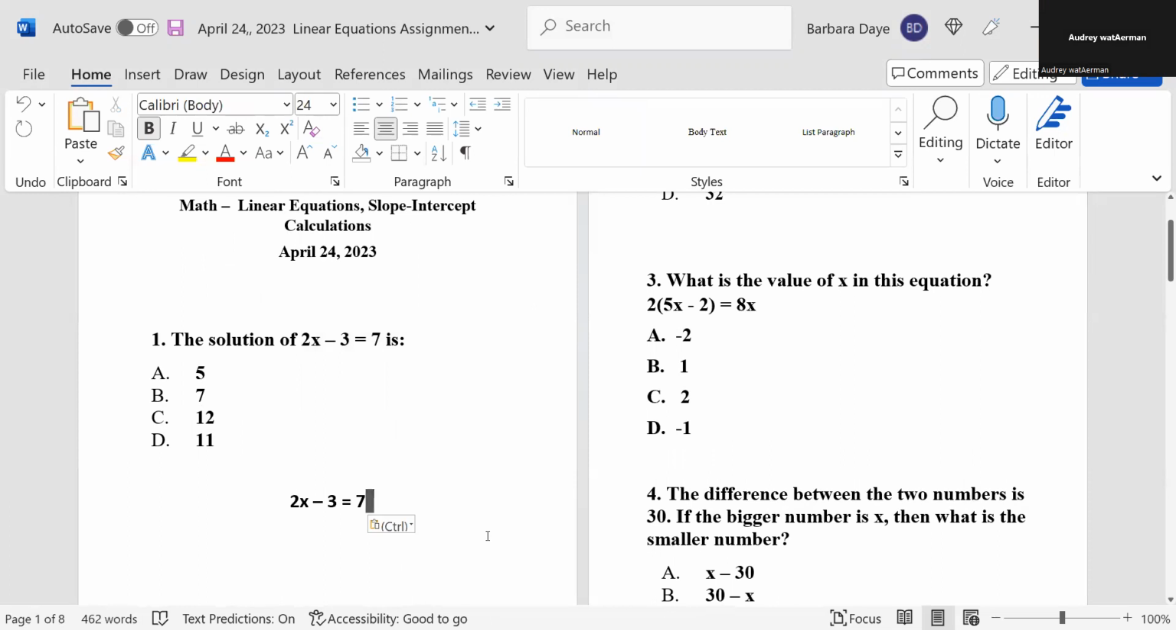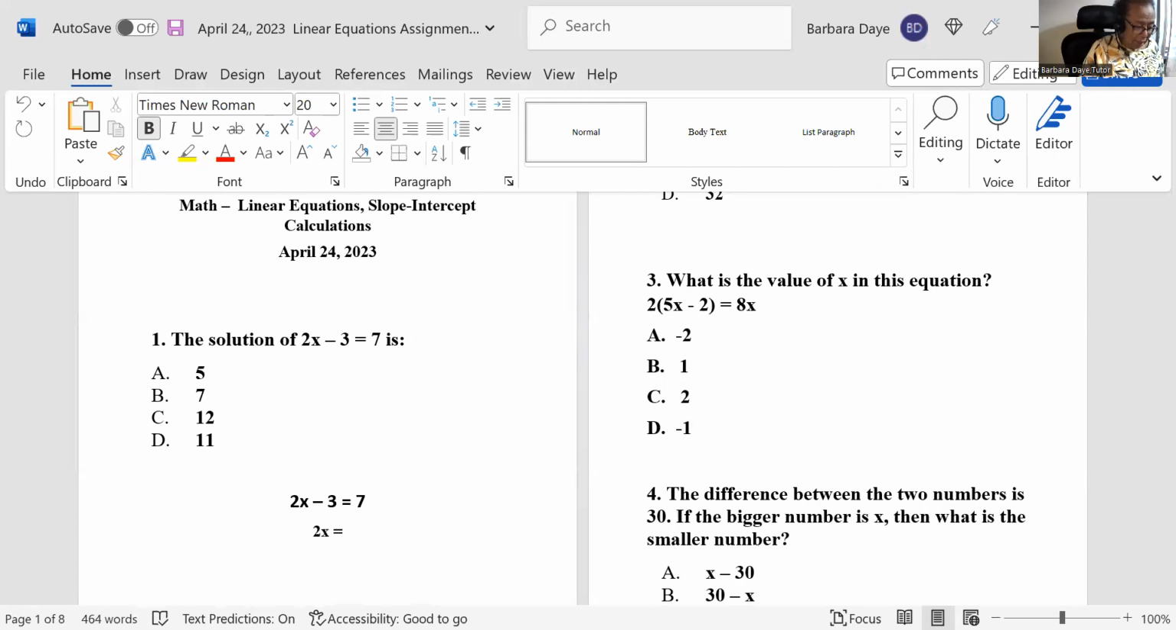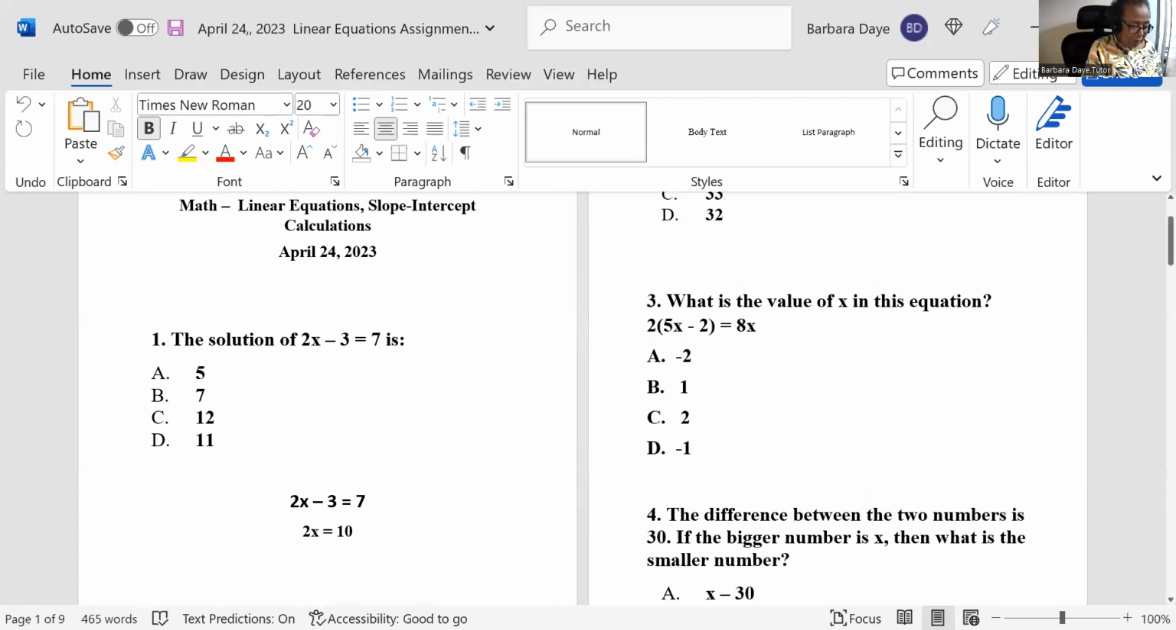Okay, the first thing you're going to do is add 3 on both sides. And then what's the second thing you do? You bring your 2x down, and your answer, which is 10, down. Then you divide on both sides. And your answer is what? X equals 5, which is answer A. Very good. So you got the 10 and X equals 5.